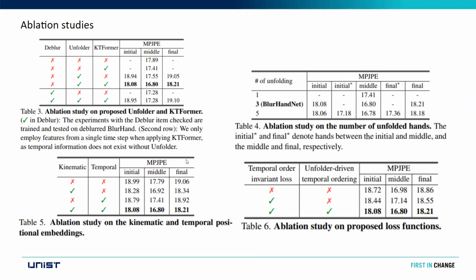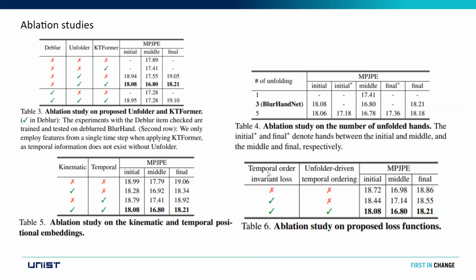And next is the kinematic and temporal position embedding. They find out how these position embeddings perform, and as expected, if they use both kinematic and temporal position embeddings, the error becomes the least. And here's the ablation study of the proposed loss function. First they check if they use ground truth temporal ordering, is the error better than using their own unfolder-driven temporal ordering? And it's obviously worse than their ones.